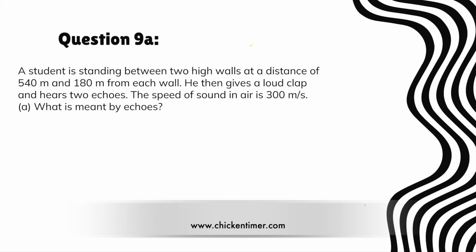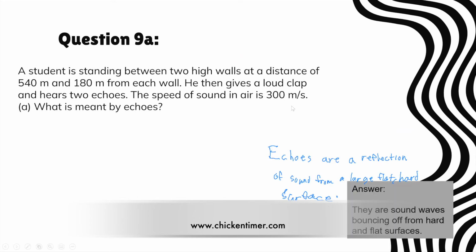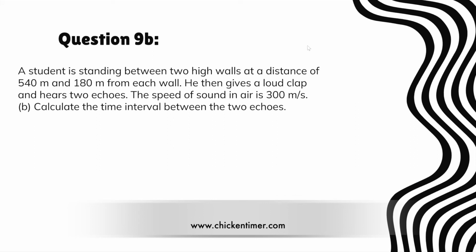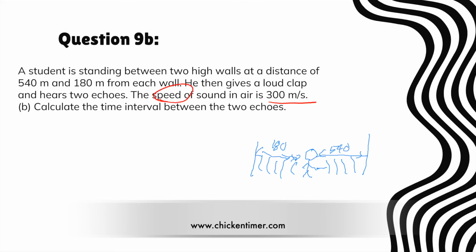First question is definition. What is meant by echoes? Okay, next one. You have a long story down here, so it's easier if you draw it. A student is standing between two high walls, at a distance of 540 and 180 from each wall. He gives a loud clap and then he hears two echoes. Find the time interval between two echoes. This way, we call this T1. This way, we call this T2. So we define it this way, then you can continue.